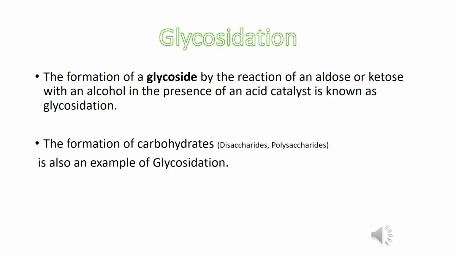Formation of carbohydrates like disaccharides and polysaccharides are the product of glycosidation. So it is actually a bond between two monomers of sugar molecule or carbohydrate. So this is about glycosidation.